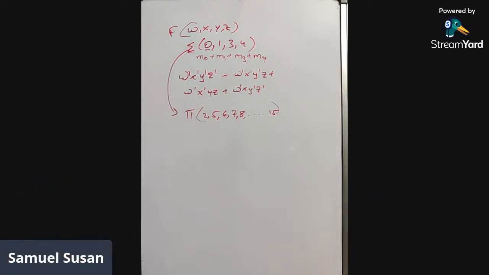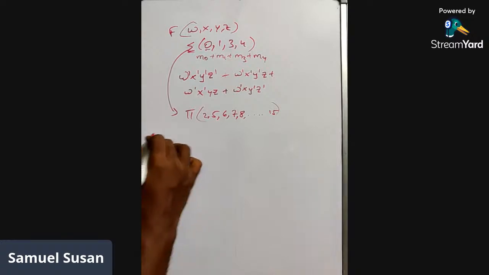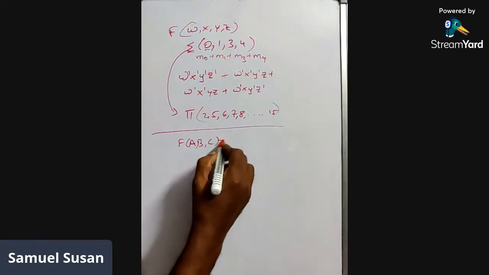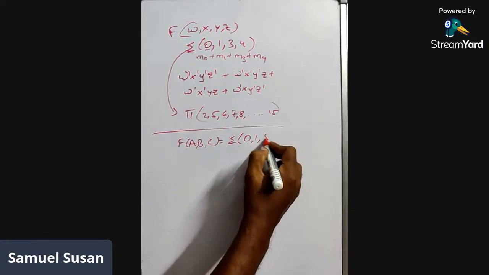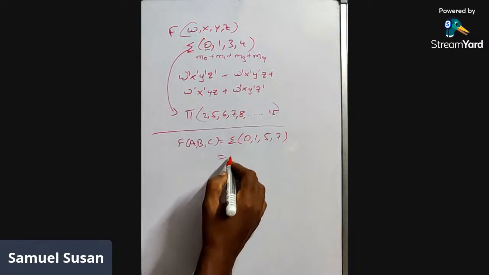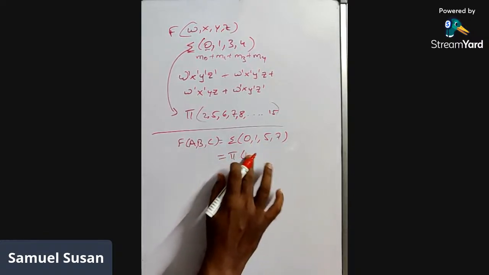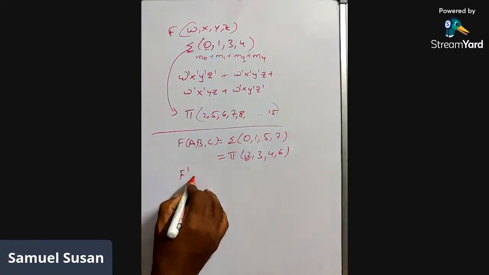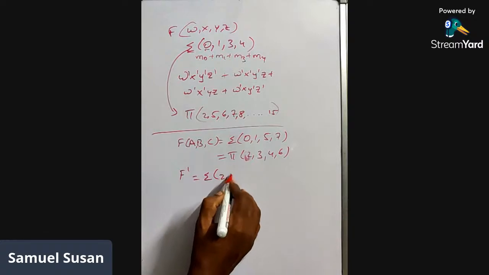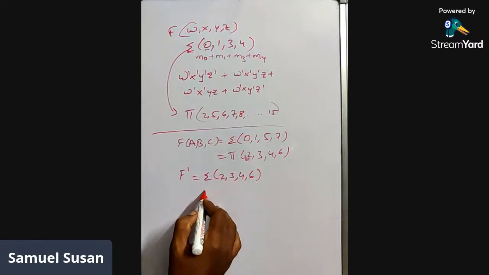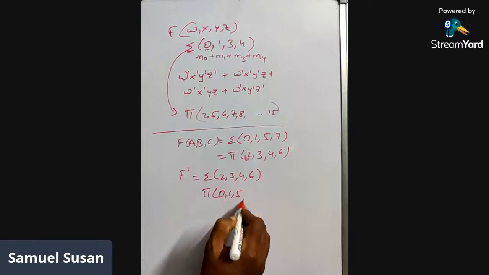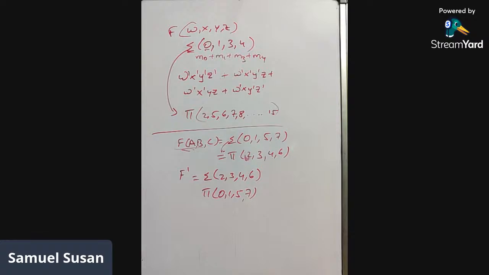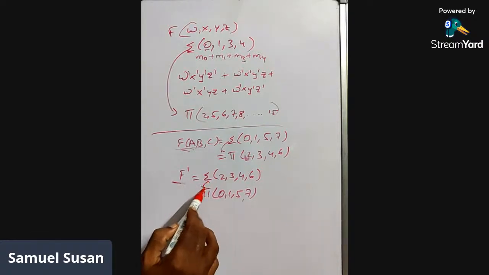Remember that they're complement to each other. For example, if 3 variables A, B, C are there, this is sigma 1, 3, 5, and 7. This is equal to pi of 0, 2, 4, and 6. Right, and f dash will be equal to the complement of that, which is sigma of 0, 2, 4, 6, and pi of 1, 3, 5, 7. So the function f is this one, the equivalent POS is this one, and f dash is this one, and its equivalent pi is this one.